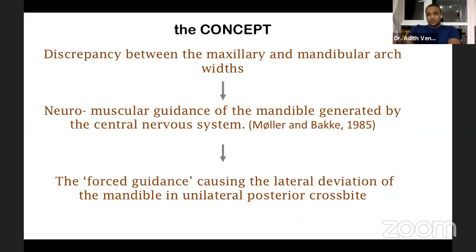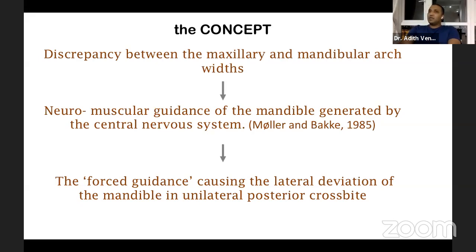So the concept of how the pseudo class 3 develops is such that initially there is a discrepancy between the maxillary and the mandibular arch widths. As I mentioned, the maxillary is smaller than the mandibular because of certain etiologies discussed in the previous slide. Over a period of time, this generates a neuromuscular guidance of the mandible, generated by the central nervous system. The neuromuscular guidance then causes a forced guidance, causing a lateral deviation of the mandible into a posterior crossbite.